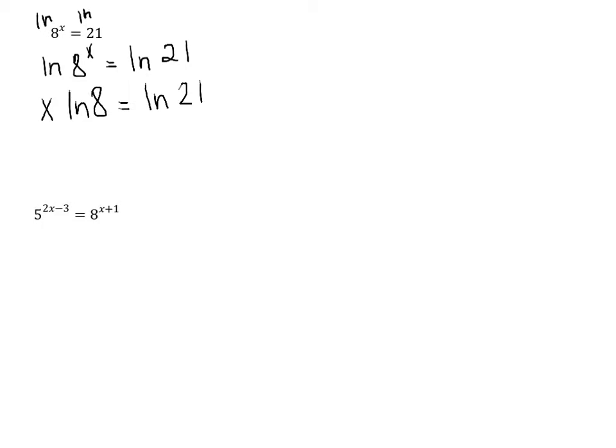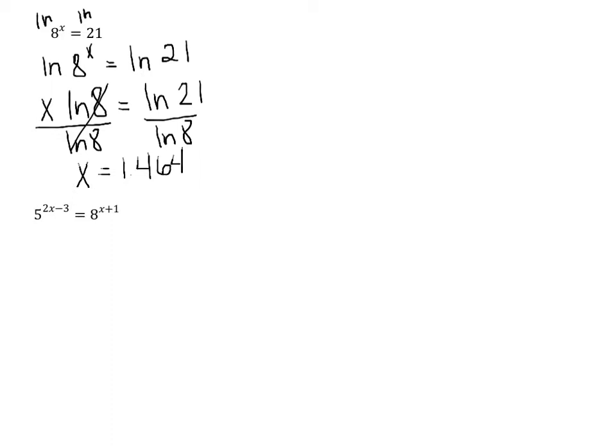Well, now we just follow our basic rules of algebra. We can divide by the natural log of 8 on both sides. And then we can put this into our calculator, being careful regarding the parentheses. When we do that, we get that x is equal to 1.464. Let's take a look at the next one.